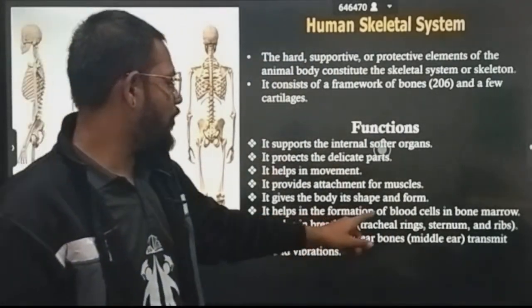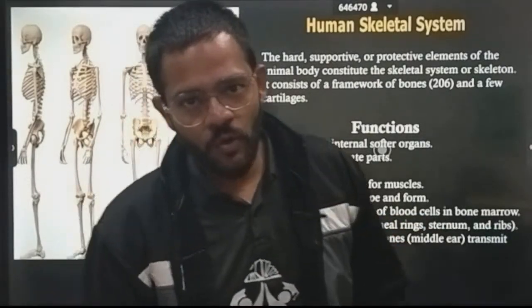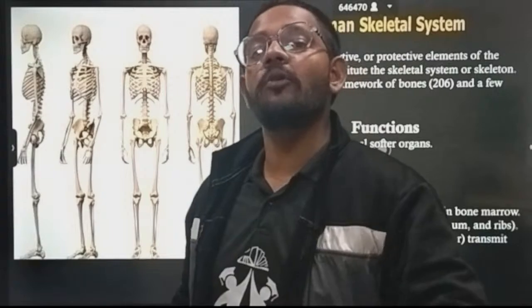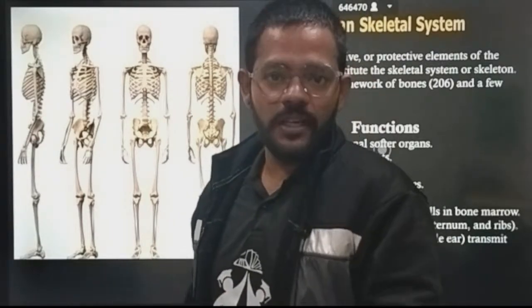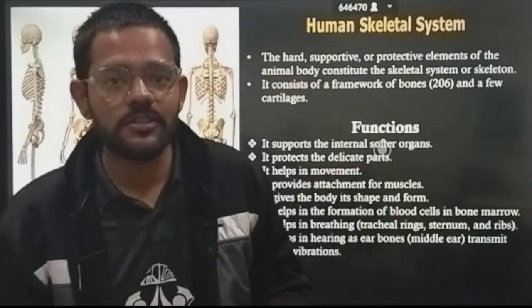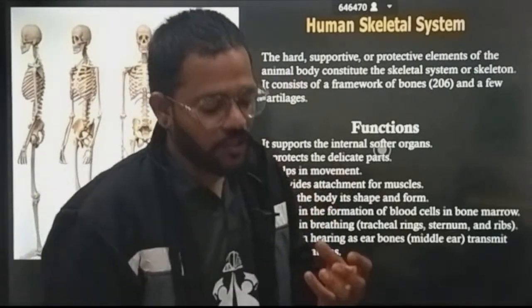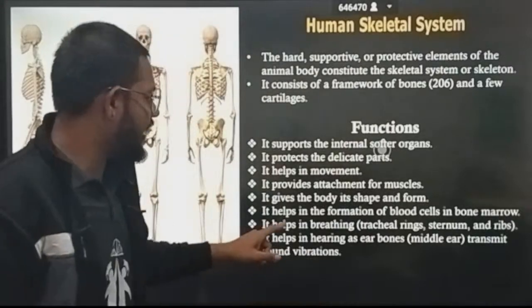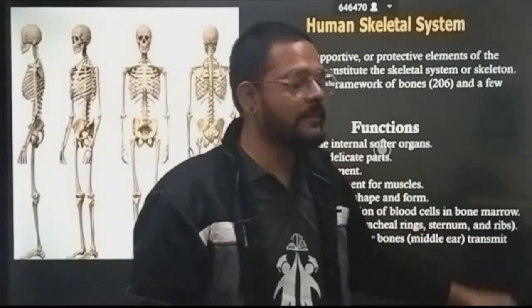Next, it helps in formation of blood cells in bone marrow. In bone marrow you know that erythropoiesis takes place, and that bone marrow is present in the long bones like your femur, humerus. All these long bones are responsible for the production of blood by the process of erythropoiesis.